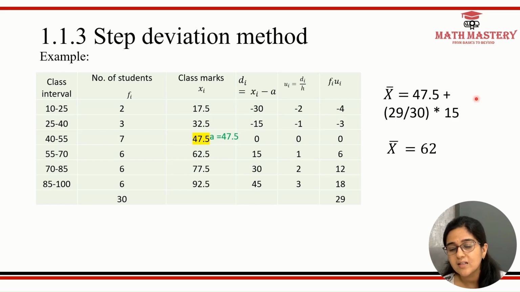But you can see here that the calculations have become easier by dividing the di by the class size and using this method. So this is easier to calculate as compared to the assumed mean method. So I hope all the three methods to calculate mean in case of frequency distribution table are clear.